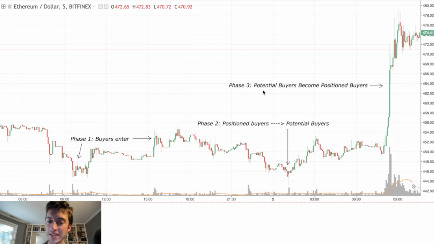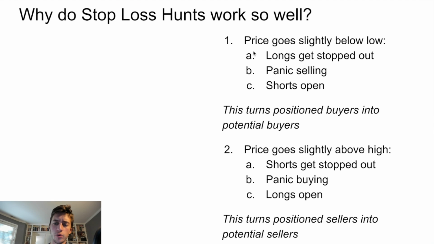And what happens is that the final phase, phase three, as potential buyers become position buyers, occurs right here, where all of a sudden price begins to move up on high demand and high bidding pressure, and the sideline traders here, who are potential buyers, rush to buy right in. And that's what creates this large uptrend as price moves higher. So that's what it looks like for when price goes slightly below a low, and sometimes we get a stop loss hunt that creates a large amount of potential buyers out of positioned buyers.